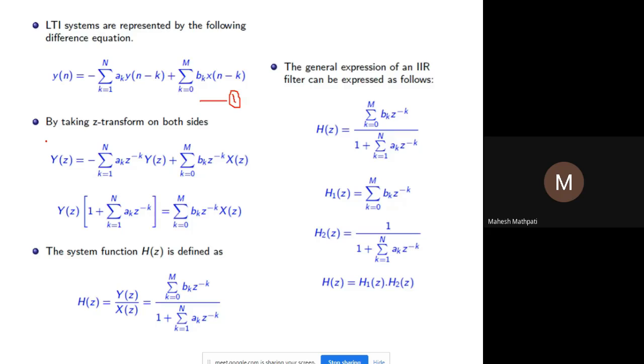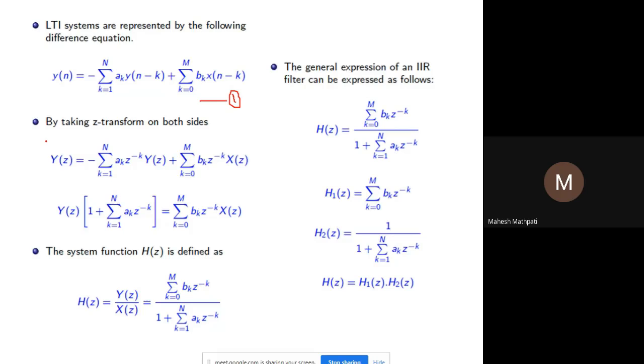Y of z is equal to minus summation k equals 1 to n of a_k times the z transform of y of n minus k, which is written as z raised to minus k into Y of z, plus, again keeping the summation as it is, k equals 0 to m of b_k z power minus k X of z.